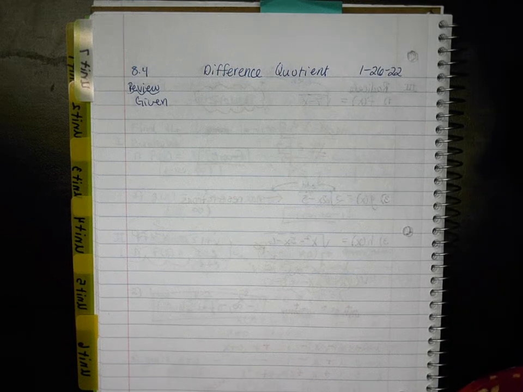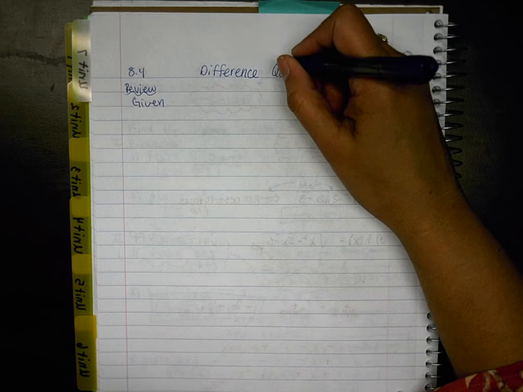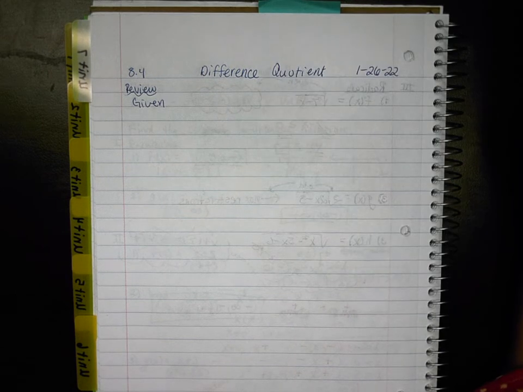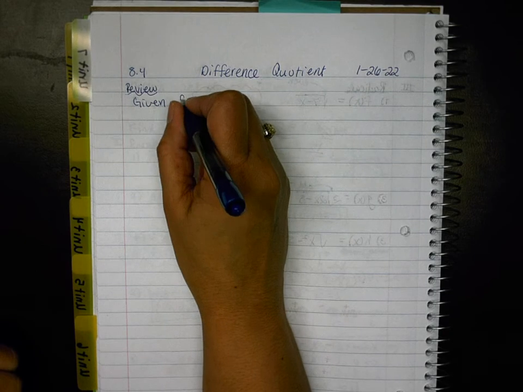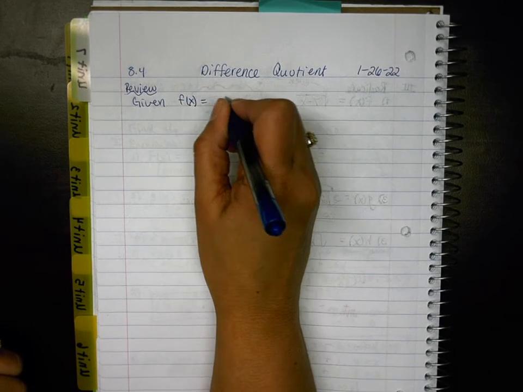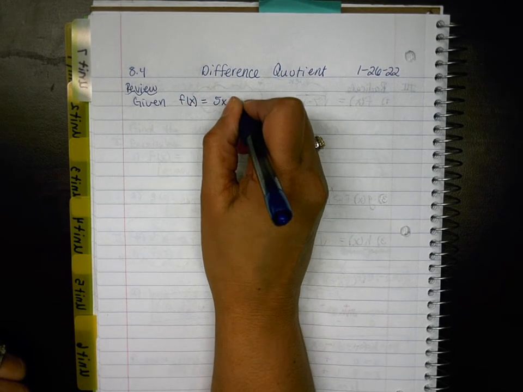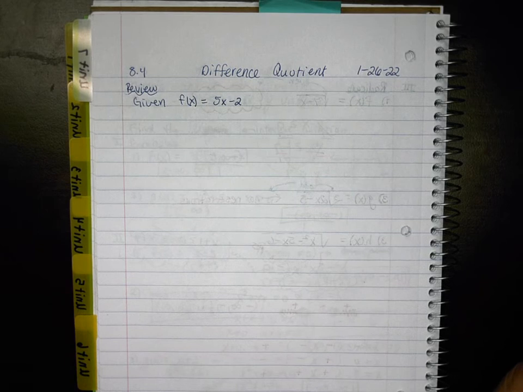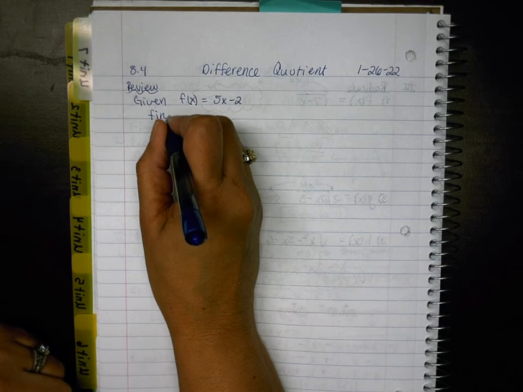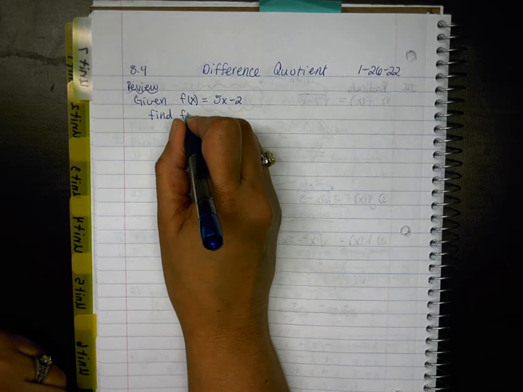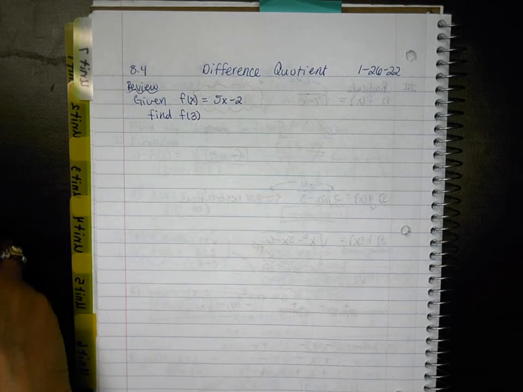This is Advanced Math 8.4 notes. Title is Difference Quotient. First part is review. Given f of x equals 5x minus 2, find f of 3.